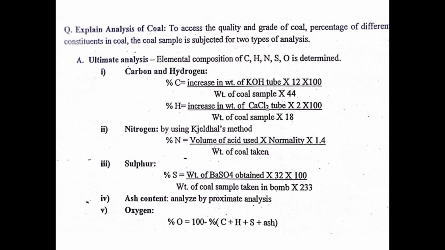After the bomb calorimeter process, sulfur is converted into sulfate, and the washings are treated with barium chloride solution. When barium sulfate is precipitated, this precipitate is filtered, washed and heated to constant weight, and through this we can measure the percentage of sulfur. And for measuring the percentage of sulfur, we use the formula weight of BaSO4 obtained into 32 into 100 upon weight of coal sample taken in bomb into 233.